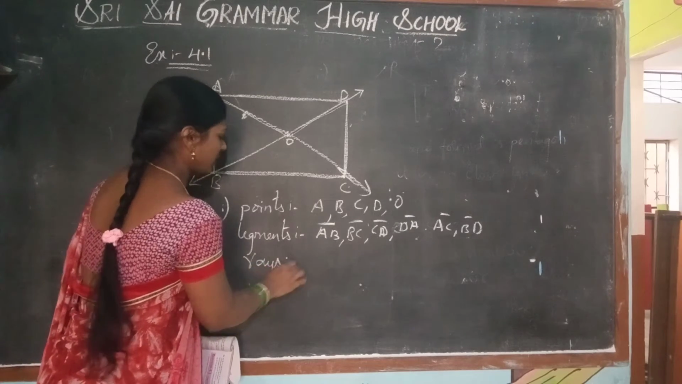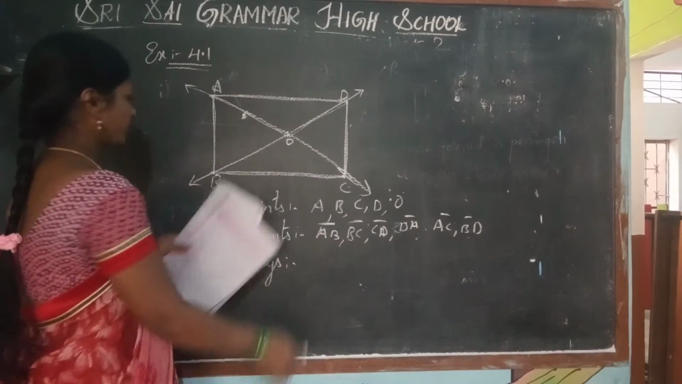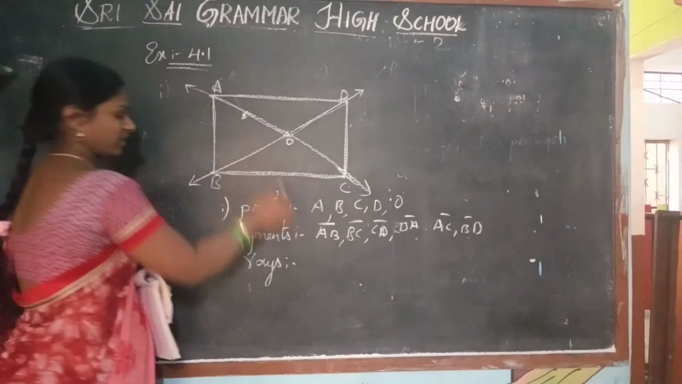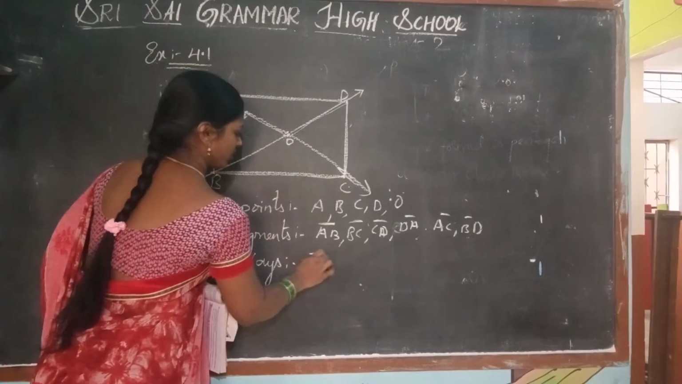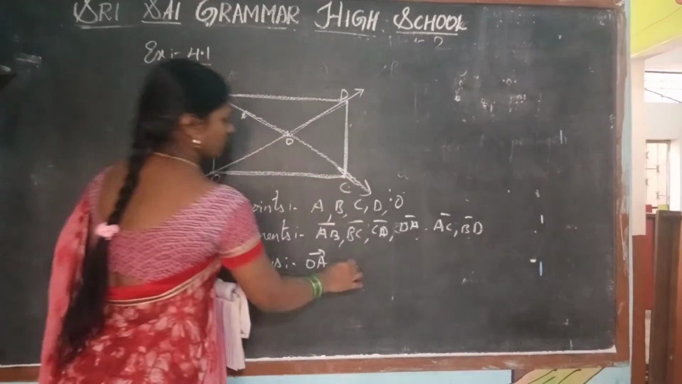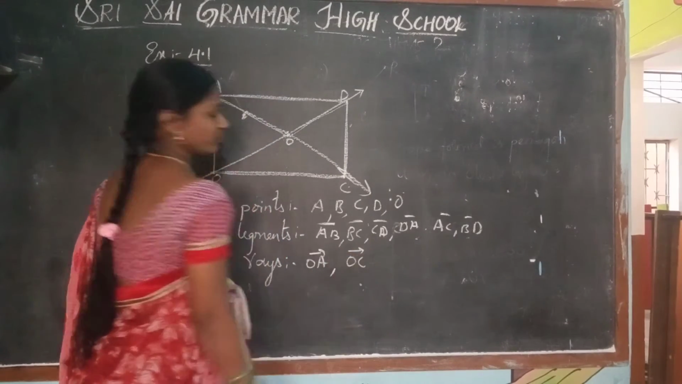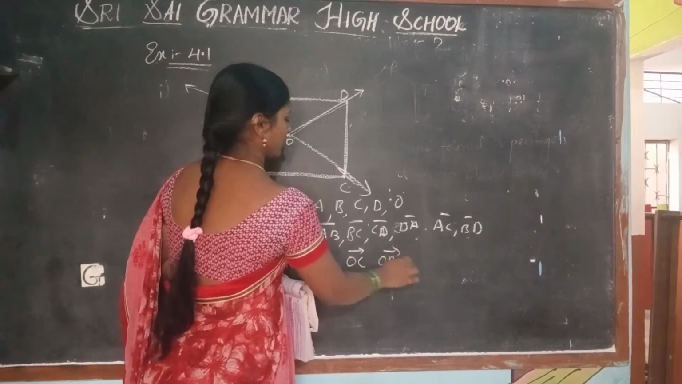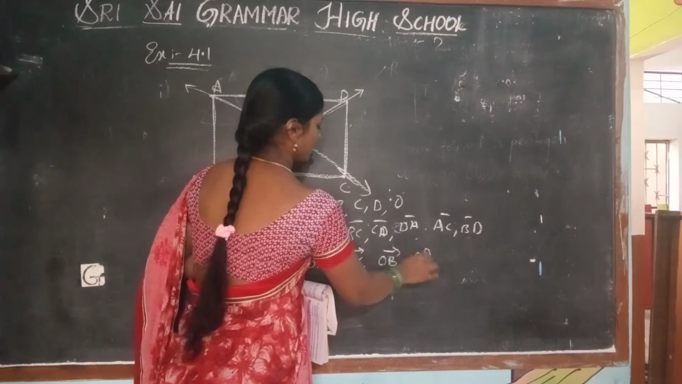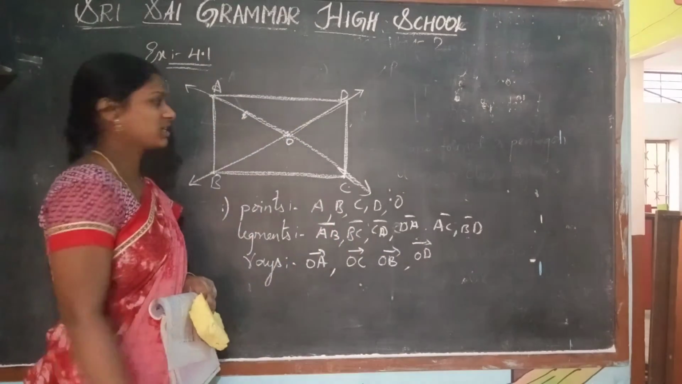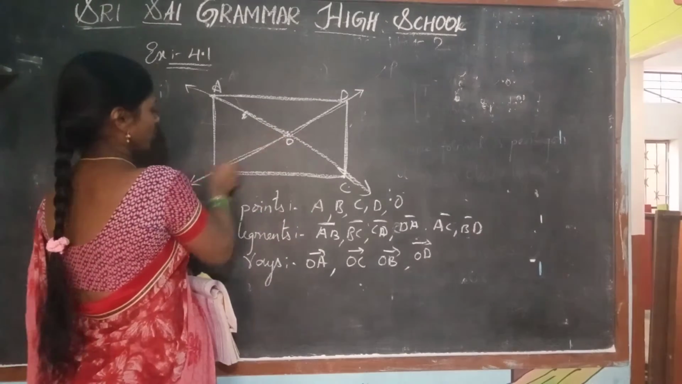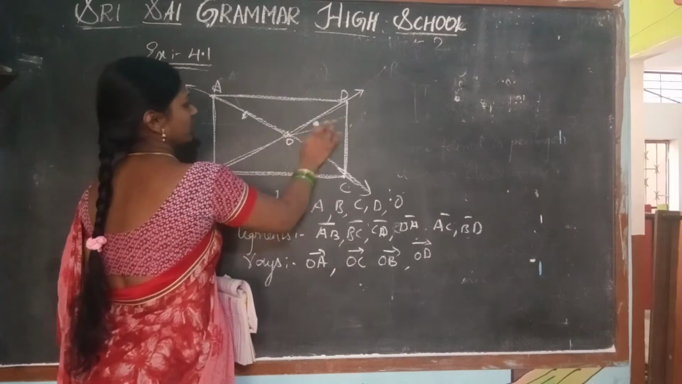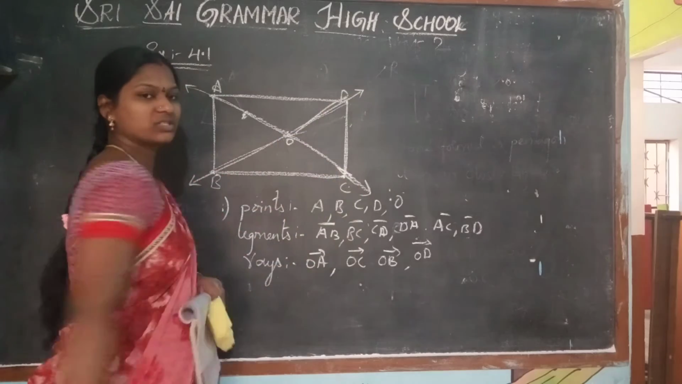Now we have to find the rays. The rays from O to A, 1 ray. O to C, 1 ray. Yes. O to B, 1 ray. O to D, yes. O to A, O to B, O to D and O to C, 1 ray each.